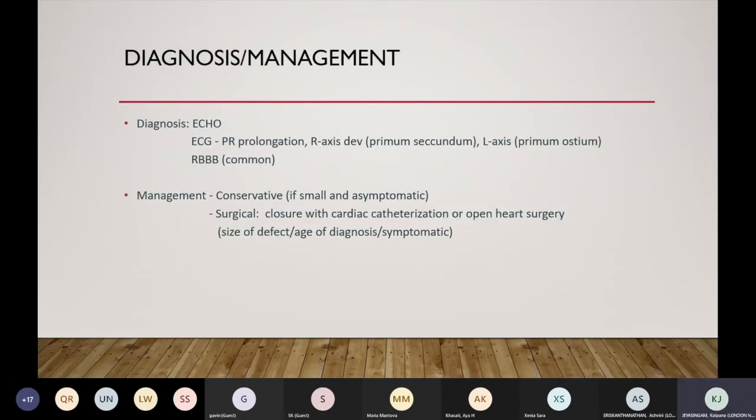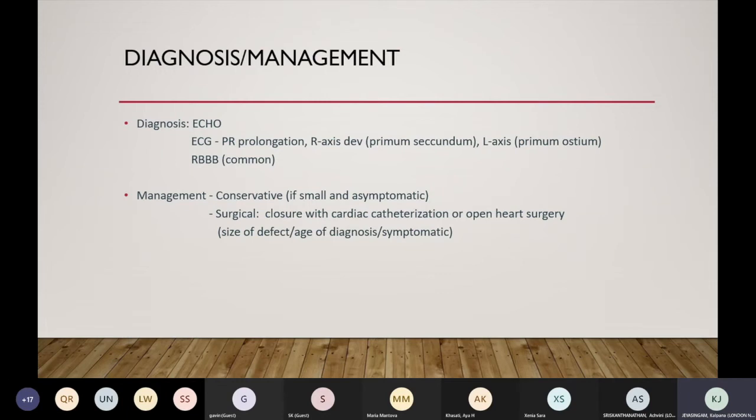So usually either because they're symptomatic or because the child has had that characteristic ejection systolic murmur with the split second heart sound, you do an echocardiogram, which is diagnostic. You might do an ECG where you might see a PR prolongation, right axis deviation or left axis in primum ostium, or right bundle branch block.